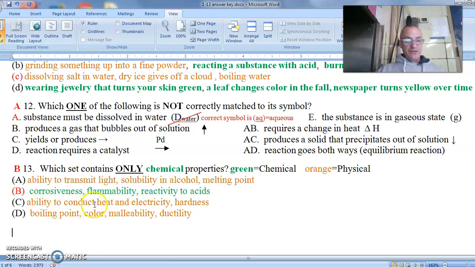Letter C is all physical. How it conducts heat or electricity is physical because you can conduct heat and electricity without yourself changing. How hard a substance is, is a physical property. The boiling point of a substance is the temperature at which it rapidly goes from liquid state to gas state. The substance hasn't changed, it's just changed its state. Color of something is a physical property. Malleability is how well it can be pounded thin and bent into shapes. Ductility is how well it can be rolled into wire or stretched. Those are all physical properties of a substance.